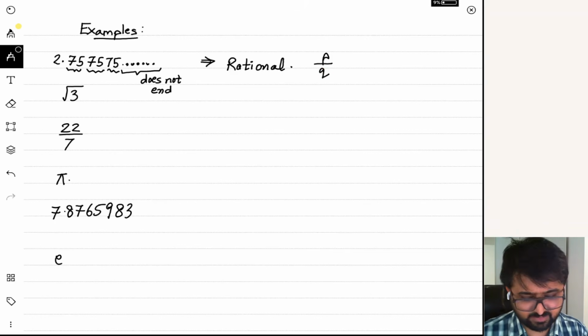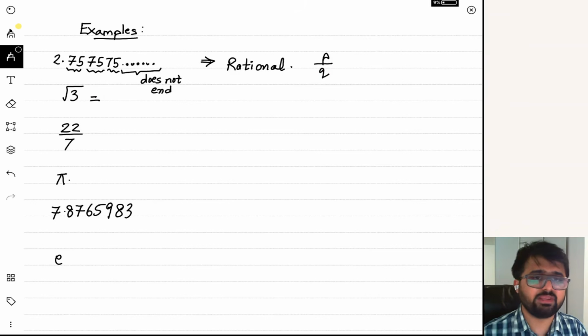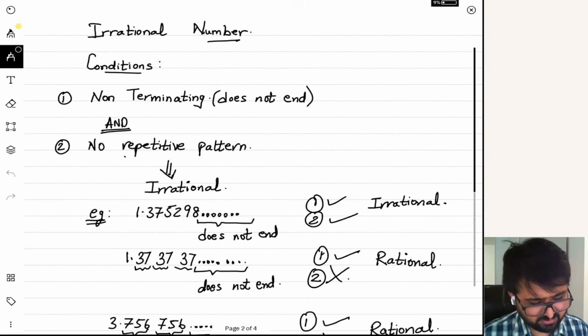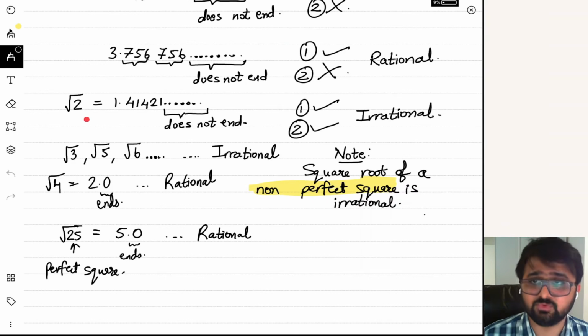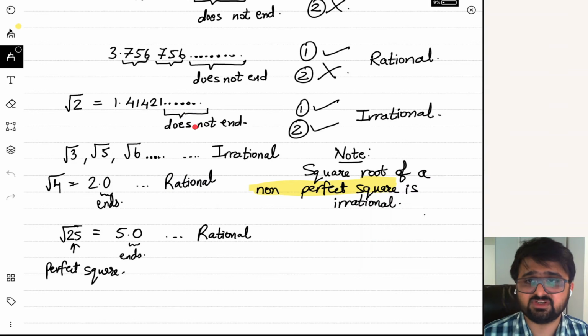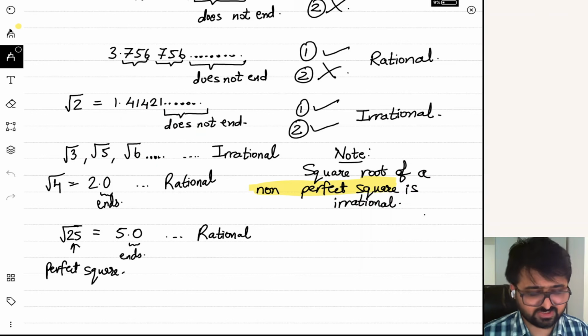Now let's look at the next example, which is root 3. We already understood that the square root of a non-perfect square is always an irrational number. So if you look at this example here, where we have a note, the square root of a non-perfect square is always irrational. We saw the example of root 2, 1.41421 dot dot dot. It does not end, and there is no pattern, which makes it an irrational number. Similarly, square roots of all the non-perfect squares are always irrational.